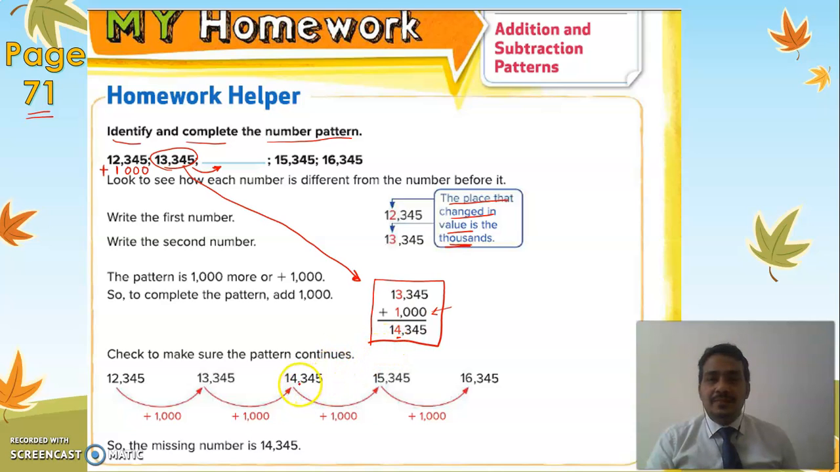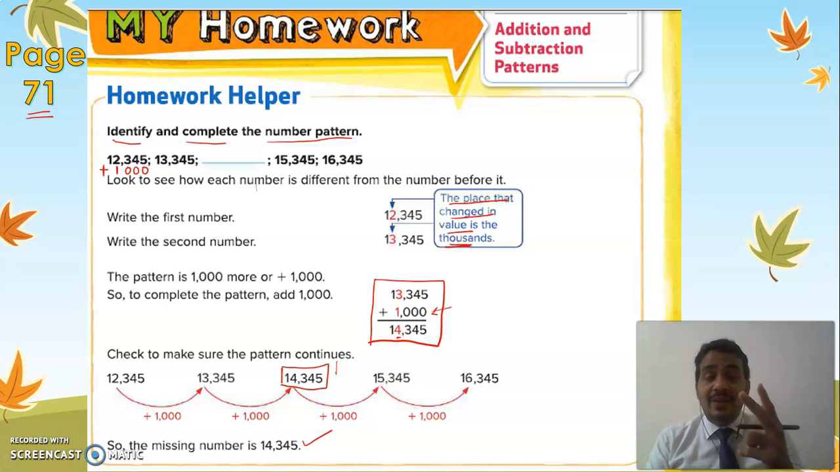So the underlined number is this number. The number which we want to find is this number. Understood? Okay. So I hope you understood. They are adding 1000. Whenever they are going to the next number, they are adding 1000. And hence, we get 14,345 as the final answer, which is this. Okay. So first thing, we have to identify the pattern. The second thing, we have to add that patterned number to the previous number to get the next number.